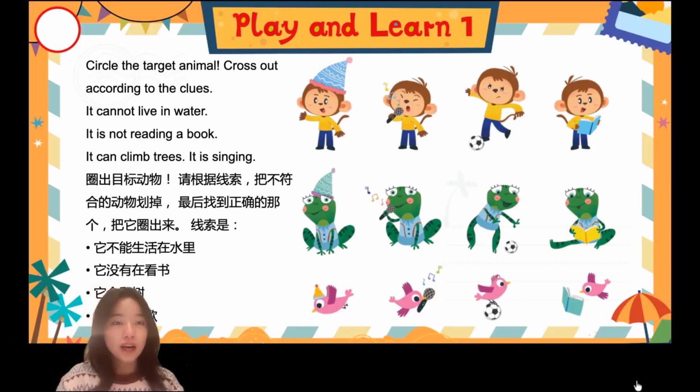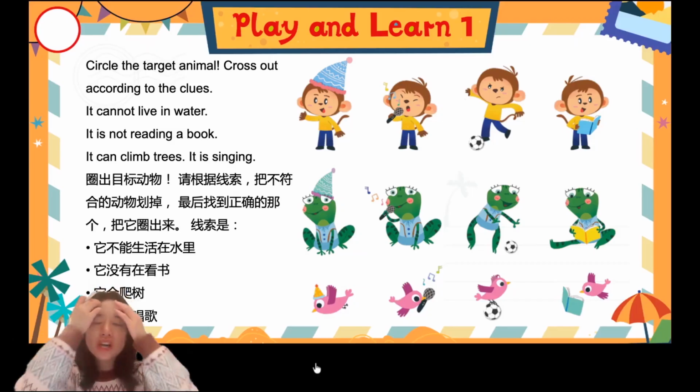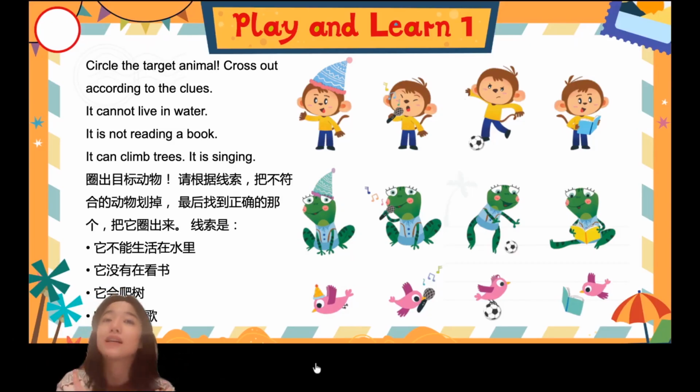Let's see here. If we need to cross out the wrong one, the first clue tells us it cannot live in water. If that is an animal which can live in water, we need to cross it out. That is the meaning of that.